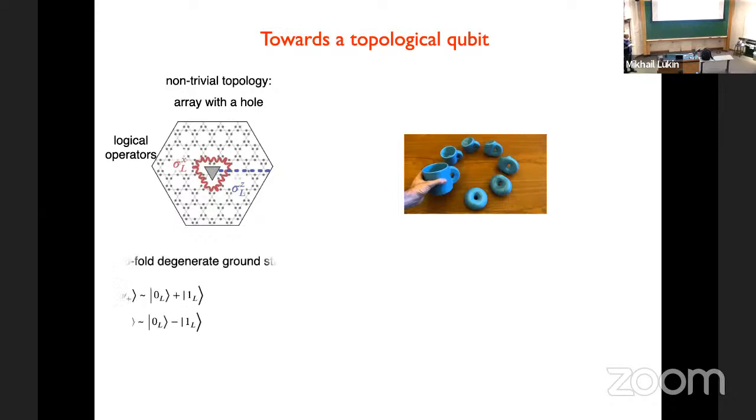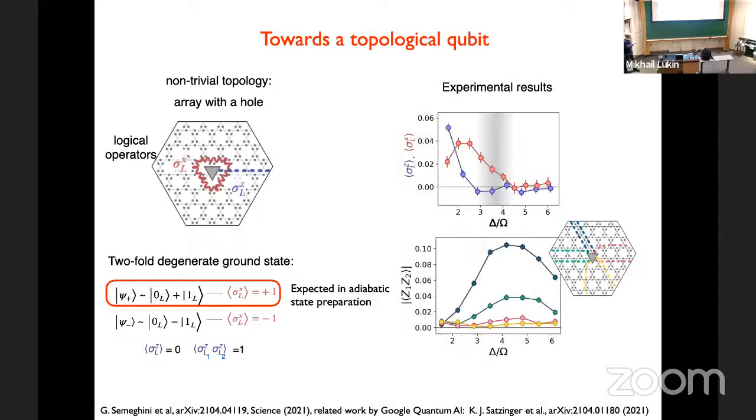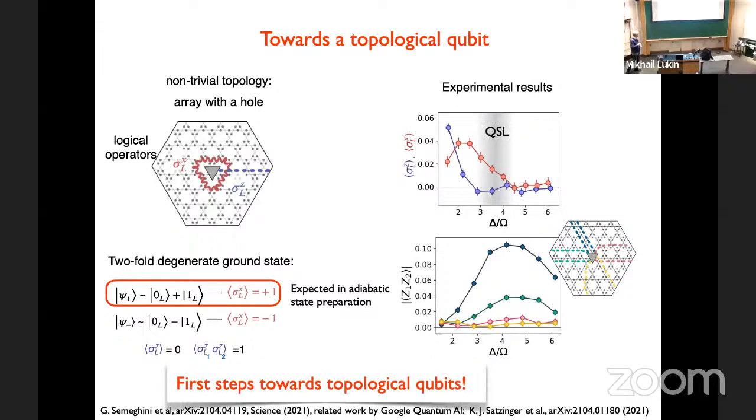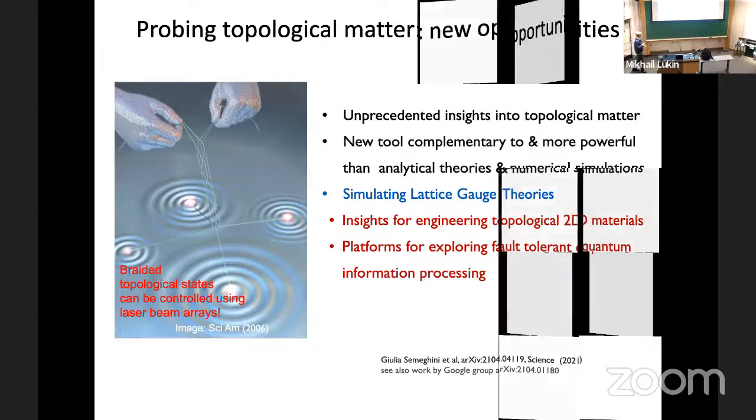What we expect is that if we do this quasi-adiabatic preparation, we should prepare a superposition of the 0 and 1 logical states. Indeed, when we make these measurements, we see that our state has a high overlap with this psi plus state. So it's a first step, if you want, towards topological qubits. But of course, it opens a lot of exciting directions. You can now start making these holes and moving them dynamically by using laser beams, braiding things and so on. And this is something we're exploring.